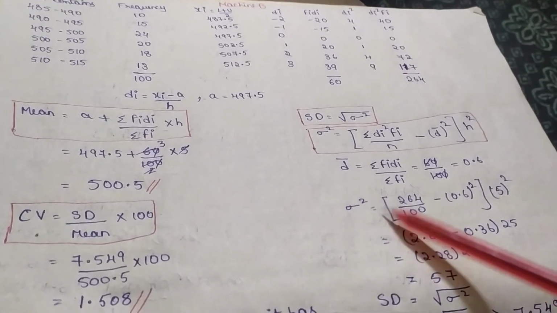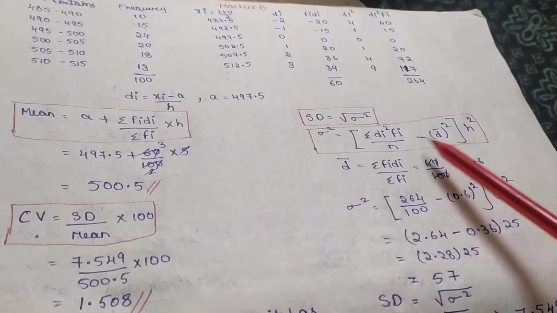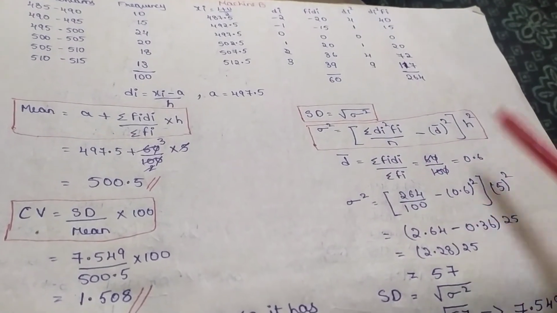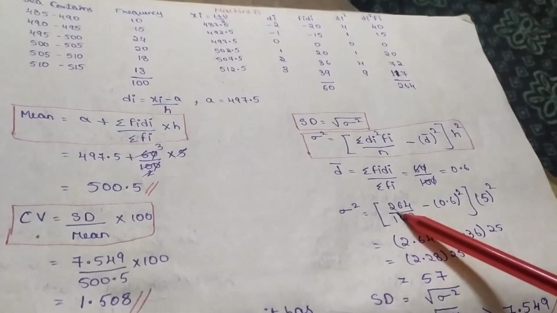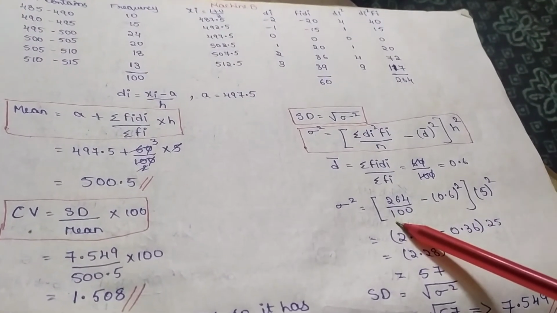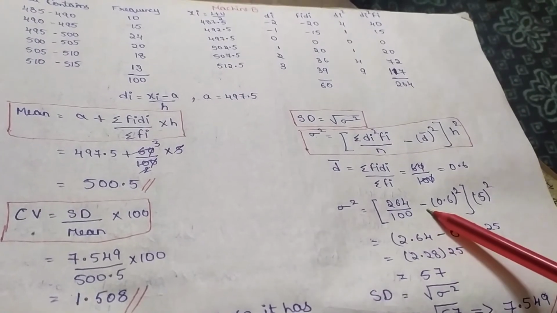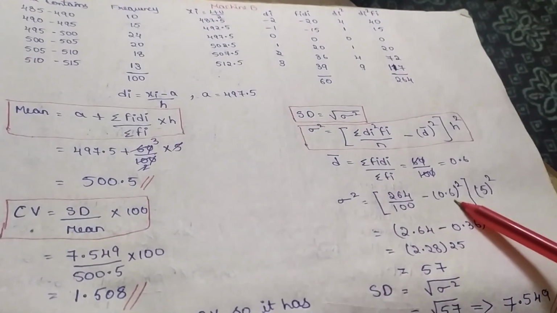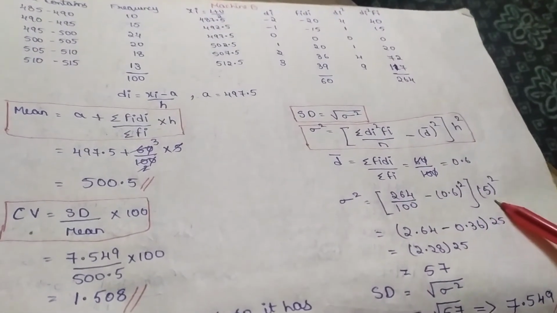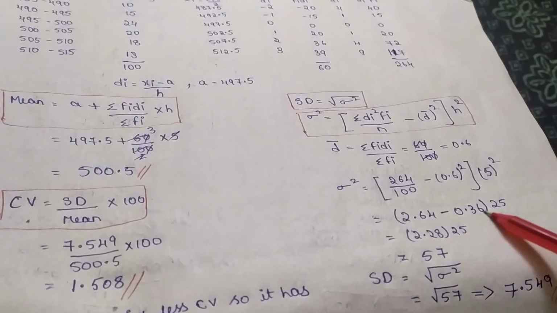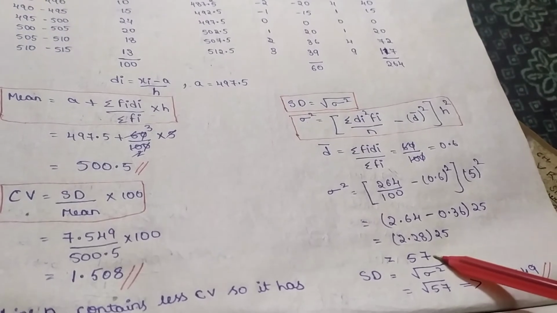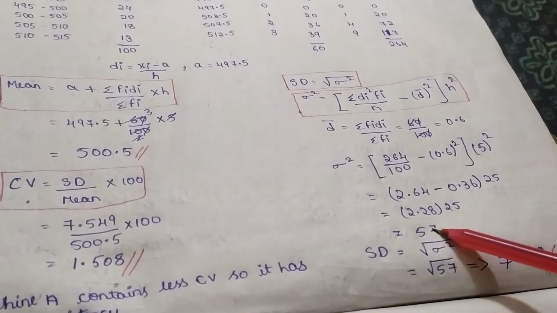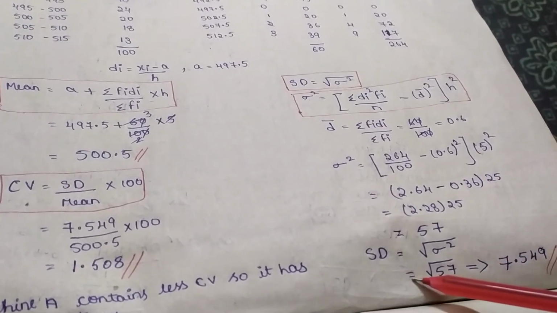Now variance. It's time to find this answer by applying this formula. That is summation of di square fi is 264 by summation of fi is 100, minus d bar 0.6 whole square, into h square, meaning 5 square. After applying all these values and doing the calculation, you will get the answer 57, and then apply root to that answer to find the standard deviation.